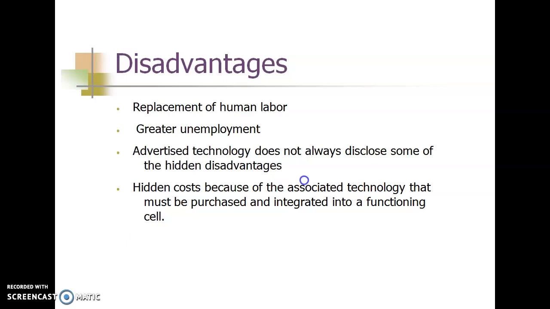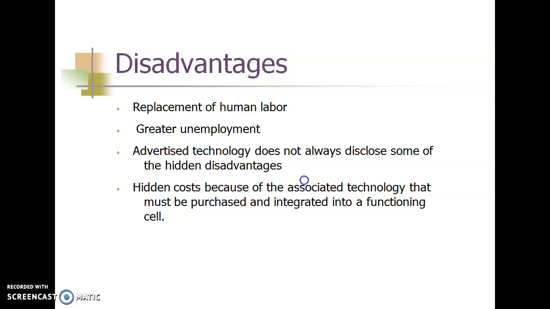What are the major disadvantages? The first disadvantage is, in thickly populated countries like India, it is going to replace the human labor. So this may lead to greater unemployment. The unemployment is already there. Because of the application of robots, it may reduce the human labors working in an industry. Automation as well as robotics may reduce the number of human labors working in an industry. So by that, unemployment may grow.